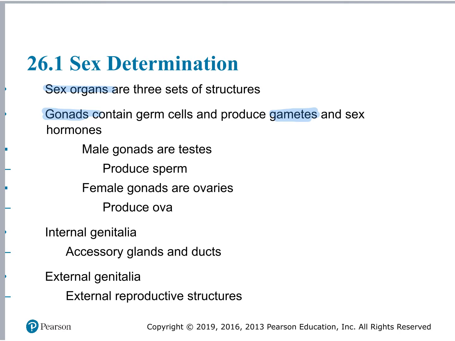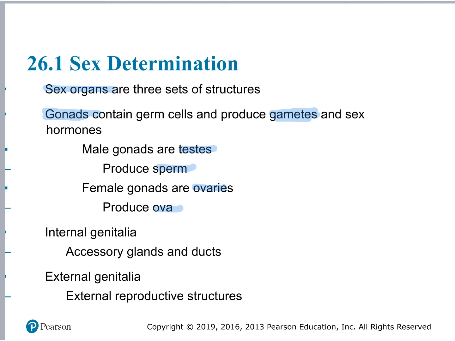Anyway, so the gonads are producing the gametes, and they also produce the sex hormones like testosterone and estrogen and progesterone. So the male gonads are the testes or the testicles, and they're the ones that produce the sperm. Sperm are the gametes. Female gonads are ovaries, and they're the ones that produce the egg cells known as ova. Ova is an egg cell or ovum.